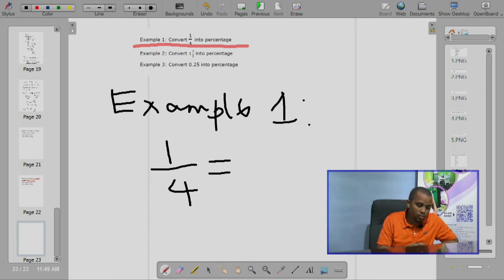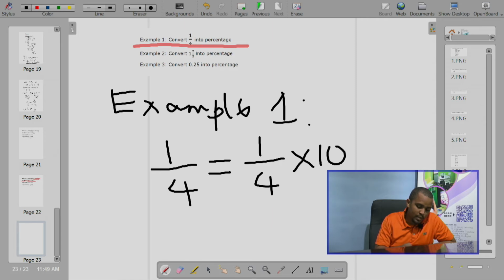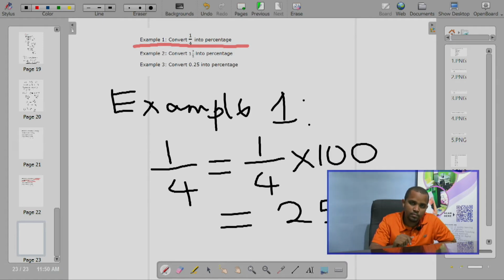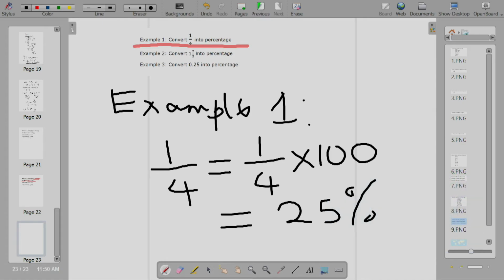In order to convert this fraction into a percentage, just multiply it by 100. So it will be equal to 1 over 4 times 100, which is equal to 25%. So this is how we can convert a fraction into a percentage. Simply, if you want to convert a fraction into a percentage, just multiply it by 100.